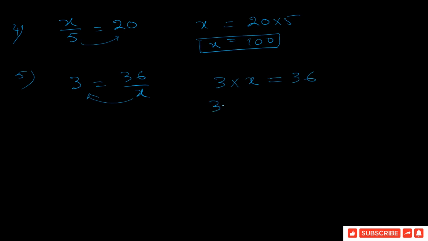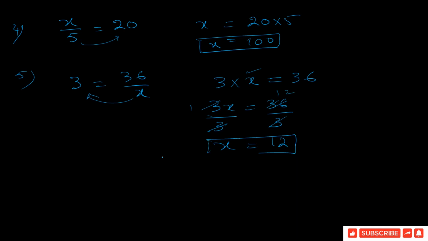Now we got 3x is equal to 36, but we want to find the value of x, not the value of 3x. Then what will we do? We shall take this 3 to the other side, or you can say we divide both sides by 3. So let's suppose we do it this way. 3 times 1 is 3, 3 times 2 is 6, so it becomes 12. So x is equal to 12 is the answer.